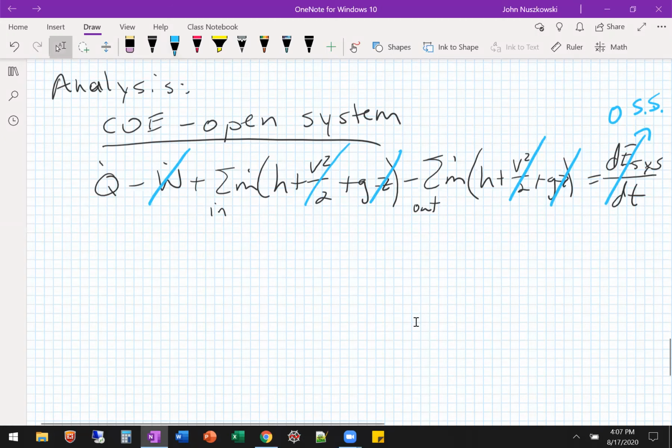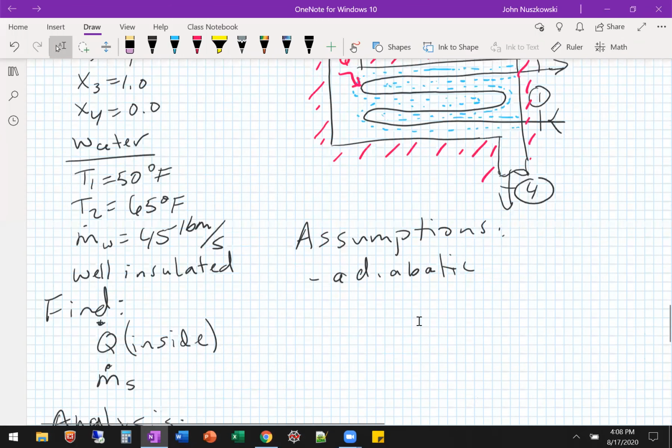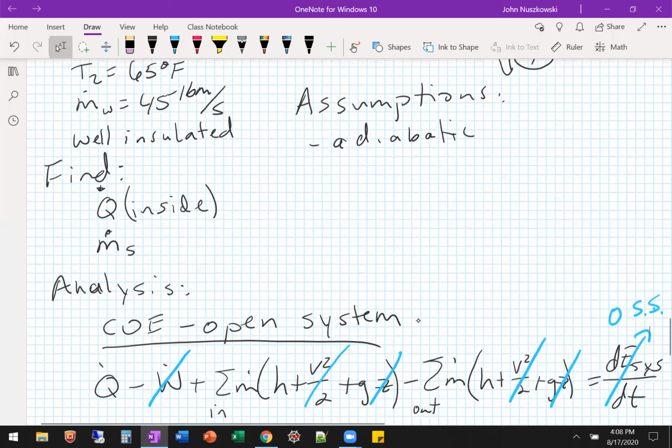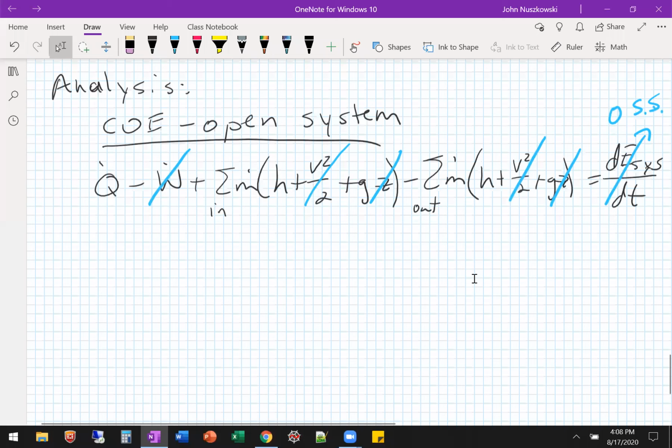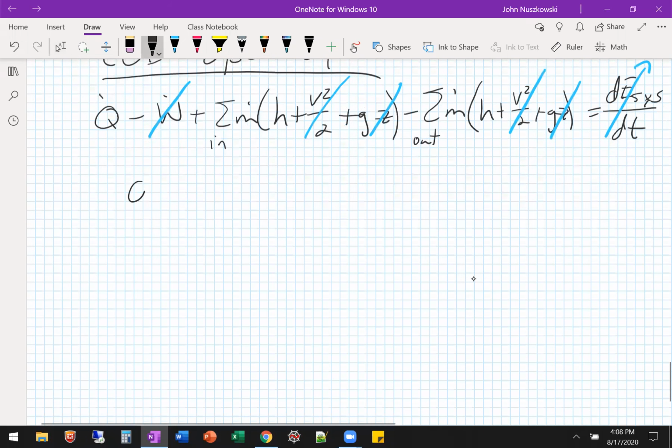Okay, so that means we have steady state, and we neglect kinetic and potential energy. We don't have to put the work there because it's just not on our schematic. It's not an assumption, it's just not there. All right, so now we're left with this, right? So what would be our next thing to do then?